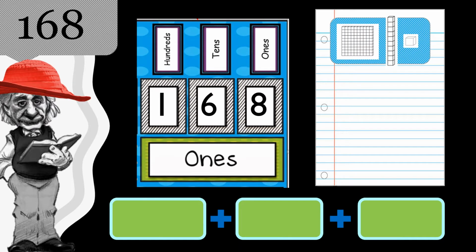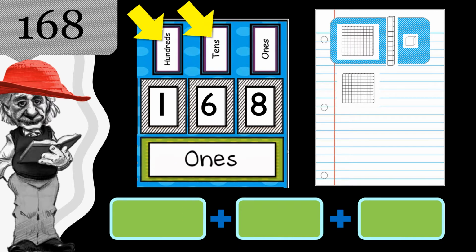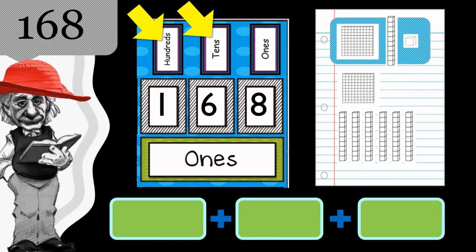Let's break it down further. 168. We're also going to take this number and put it in expanded form. So let's start with our hundreds. 1 hundred. There's our 1 hundred over there on our base 10. Okay, next up we have our tens, 6 tens. There they are, 6 ten rods. And finally, 8 ones.